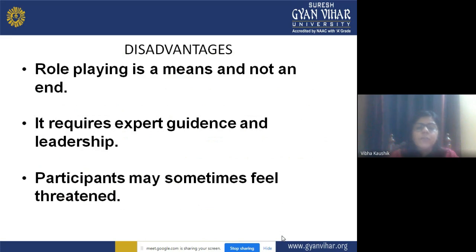Participants may sometimes feel threatened. They do not feel at ease being part of the role play. They do not like it. They sometimes hesitate to play that type of character in the role play.